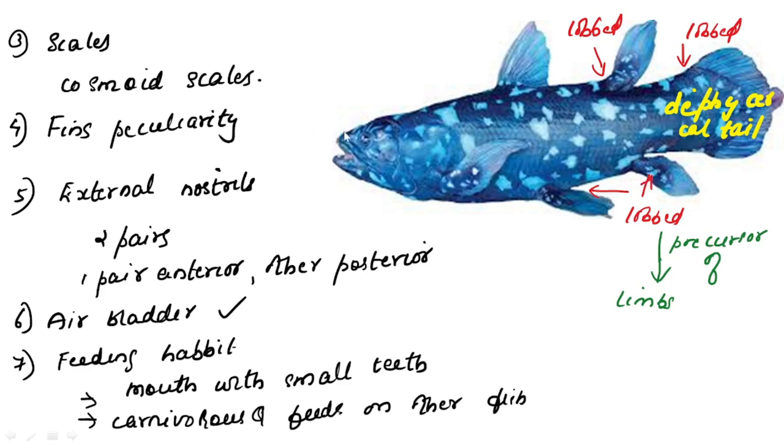Then external nostrils are present, two pairs, means four openings are present, and one pair is anterior and the other is posterior. Air bladder is present, and regarding the feeding habit, the mouth is present with a small beak. They are all carnivorous and feed on other fishes. One more point regarding its caudal fin. This shape, look, what's the peculiarity? Somewhat a peculiar shape we can see. That type of caudal fin is called a diphycercal tail. So this Latimeria has a diphycercal tail.